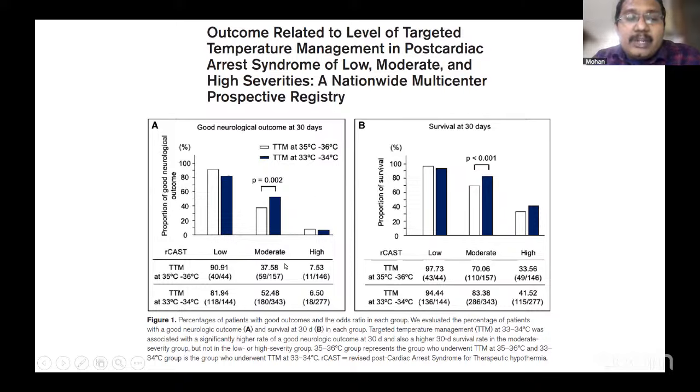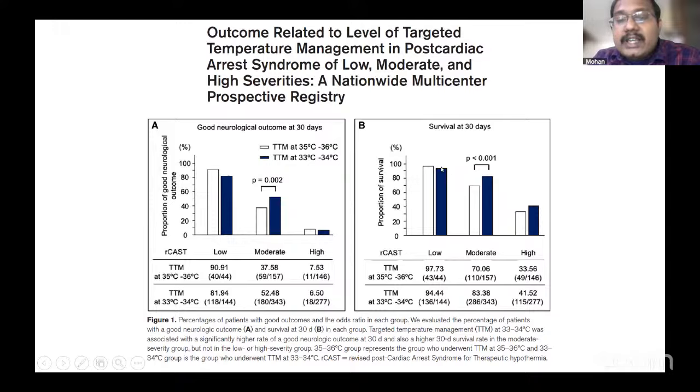Now what they've appreciated is that when the rCAST score is high, severity is high, it's not helpful. When the rCAST score is low, it is not helpful. The hypothermia of 33 to 34 degrees centigrade, we can see it in the blue bar, is not helpful when the severity is low or when the severity is high. It is helpful when the severity is moderate. This is for the good neurological outcome, and it is also the same for survival.